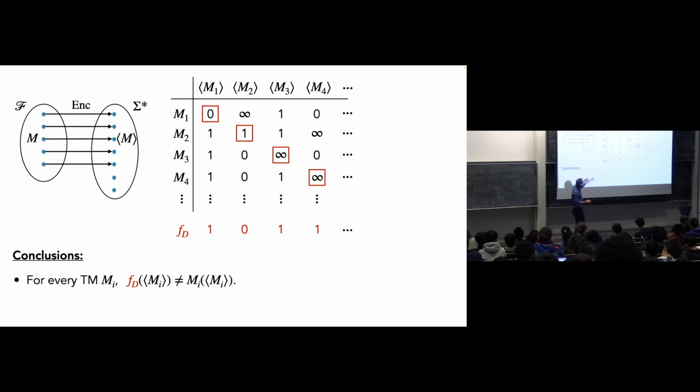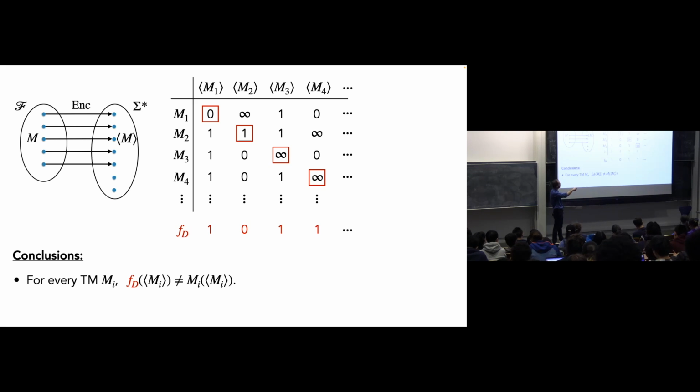So the way I've defined f sub d is such that for every Turing machine mi, so this table contains all the Turing machines, the output of f sub d on the input, the encoding of mi, is different from mi on the encoding of mi. So if you look at this now, fd is different from m1, or the behavior of fd is different from the behavior of m1 because on input the encoding of m1, they differ. This is 0, this is a 1.